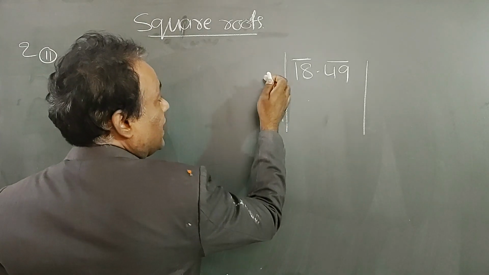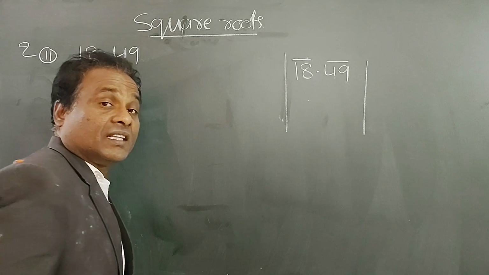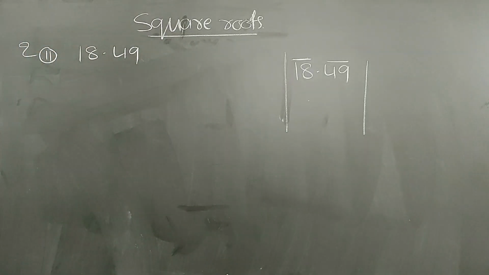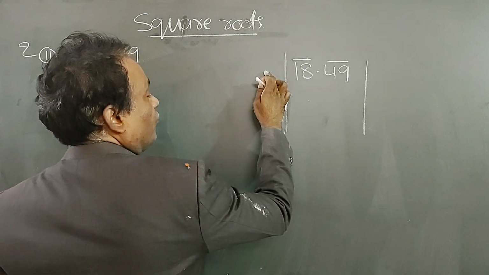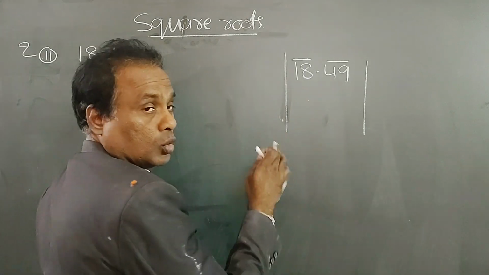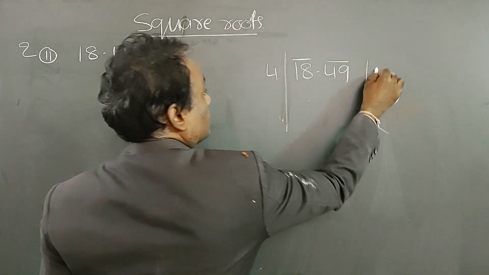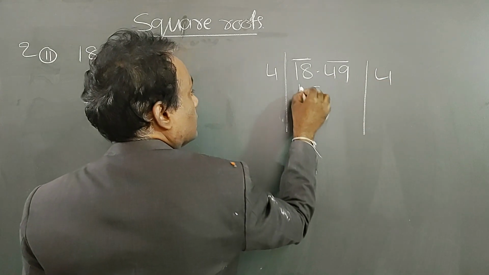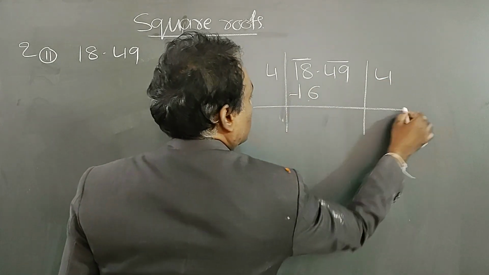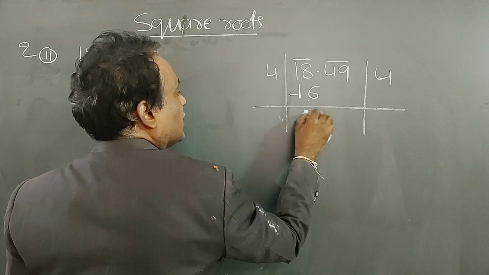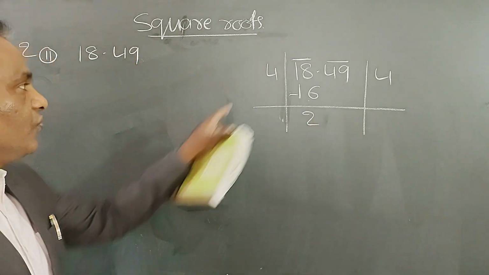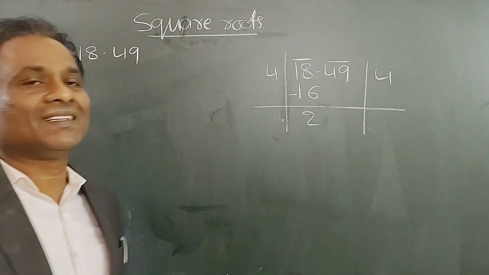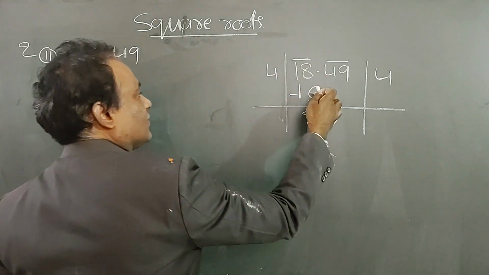Take a number here, multiply with the same number. We have to get at most 18, maximum near to 18. 5 5s are 25, no. 4 4s are 16. 18 minus 16 is 2.